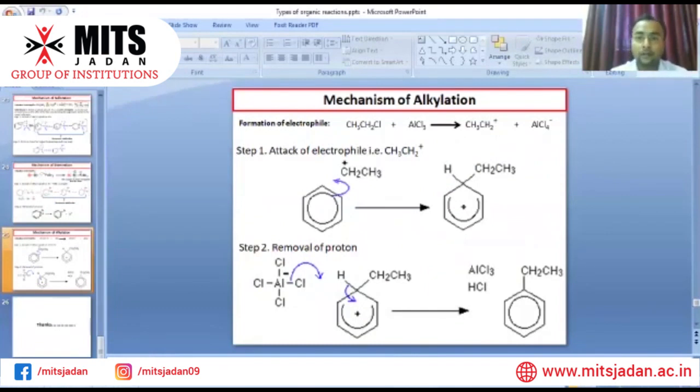Ethyl chloride in the presence of aluminum chloride gives the ethyl carbocation and the tetrachloroaluminate ion. In step 1, the ethyl carbocation first attacks the benzene nucleus to give the product, a resonance hybrid, and this positive charge is delocalized, and the transfer of pi electrons throughout the benzene ring stabilizes this structure. In the second step, the proton is easily removed, and we get ethylbenzene as our desired product.